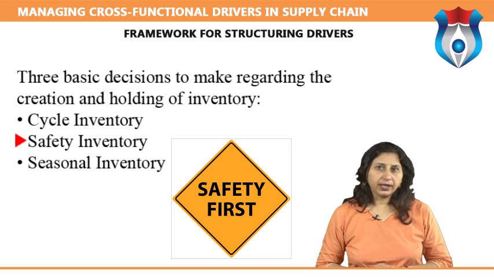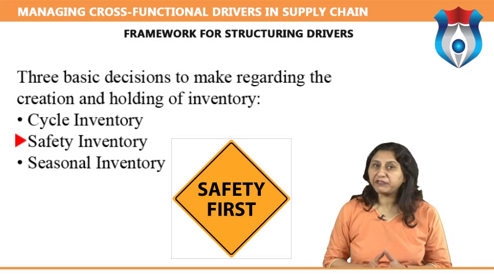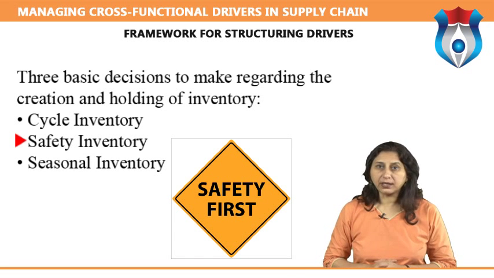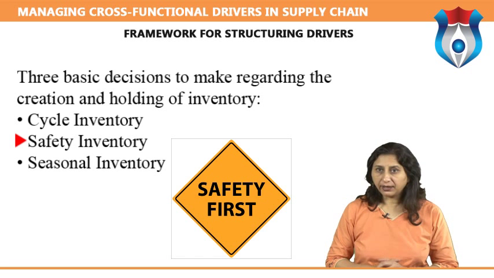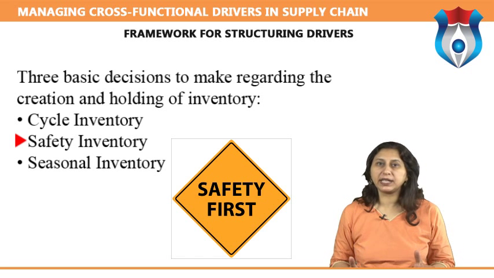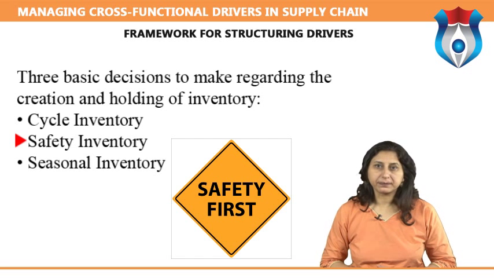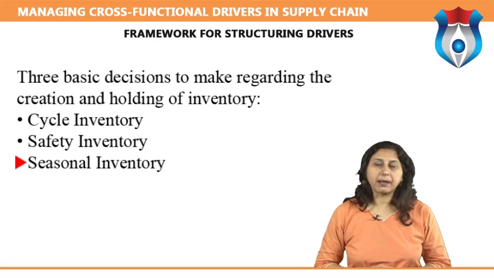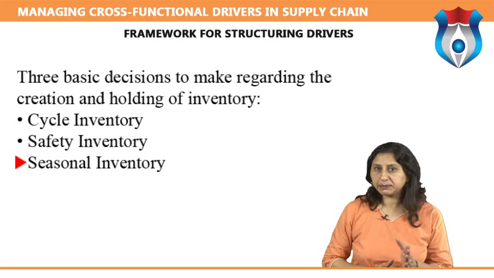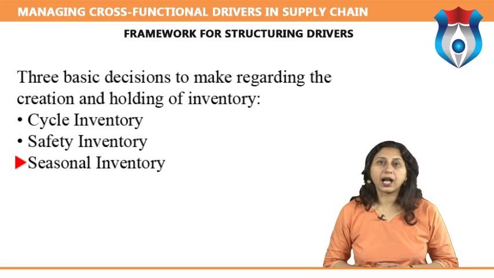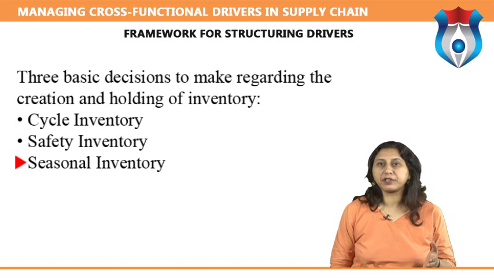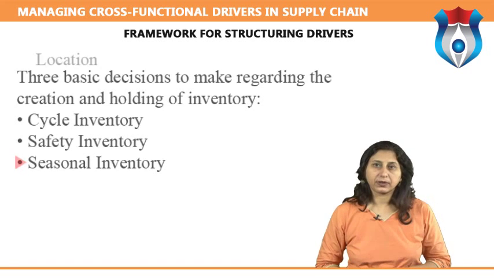Safety inventory. Inventory that is held as a buffer against uncertainty. If demand forecasting could be done with perfect accuracy, then the only inventory that would be needed would be cycle inventory. Seasonal inventory. This is inventory that is built up in anticipation of predictable increases in demand that occur at certain times of the year. For example, it is predictable that demand for antifreeze will increase in the winter.